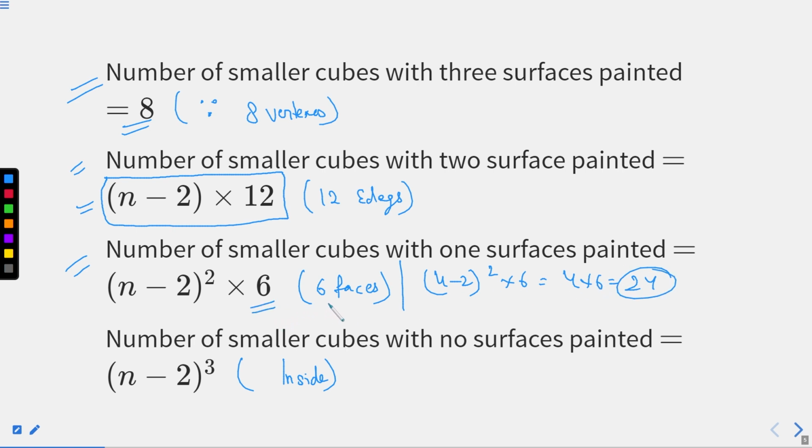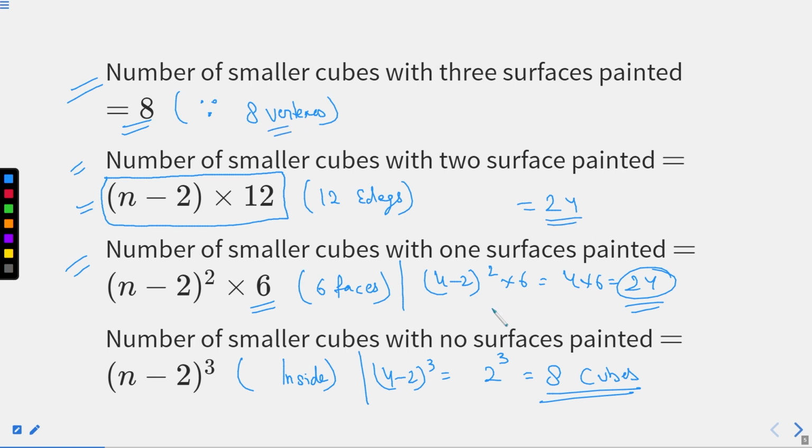Because total number of faces are 6. Similarly, for the number of cubes that are not painted, we'll take the example of the previous cube itself. Then it will be (4 minus 2) whole cube, which comes out to be 2 power 3, that is 8. So 8 cubes will be there, right?